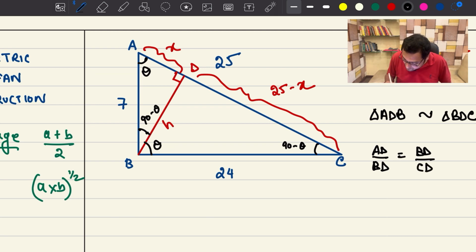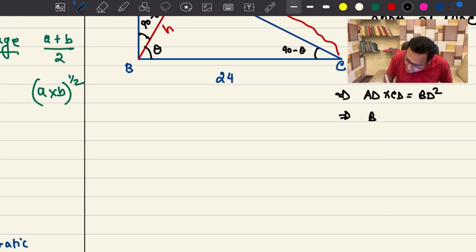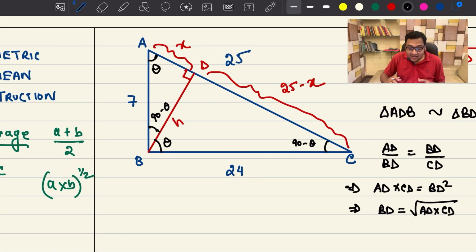You got it. Because if we cross multiply, AD times CD is equal to BD square, which means BD is equal to square root of AD times CD. That's it. So you found that BD is the geometric mean. BD is the geometric mean of AD and CD. This is a very powerful construction and it is useful in many problems.